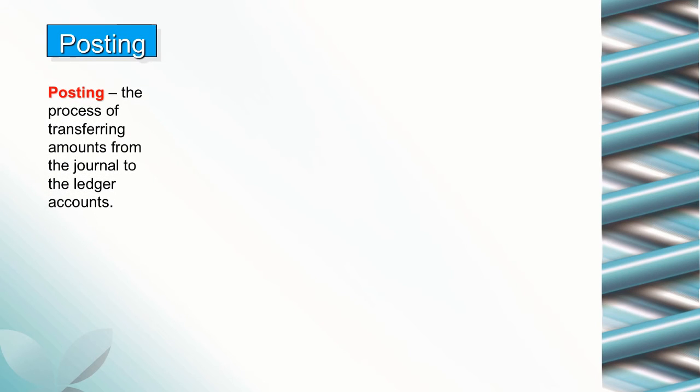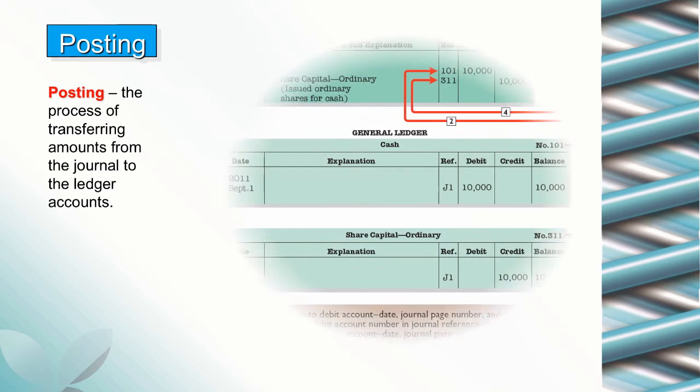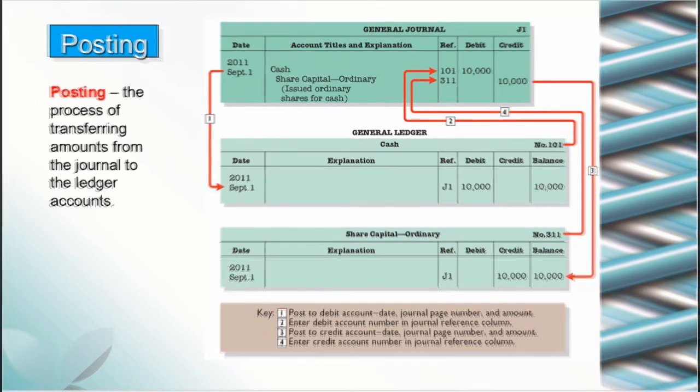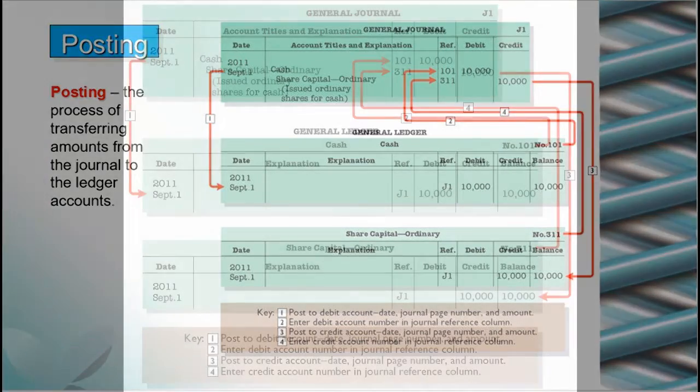The fourth discussion is about what posting is and how it helps in the recording process. Transferring journal entries to the ledger accounts is called posting. This phase of the recording process accumulates the effect of journalized transactions into the individual accounts. Posting involves the following steps.